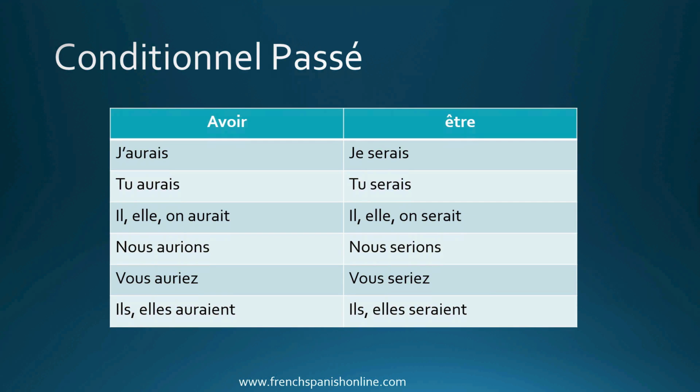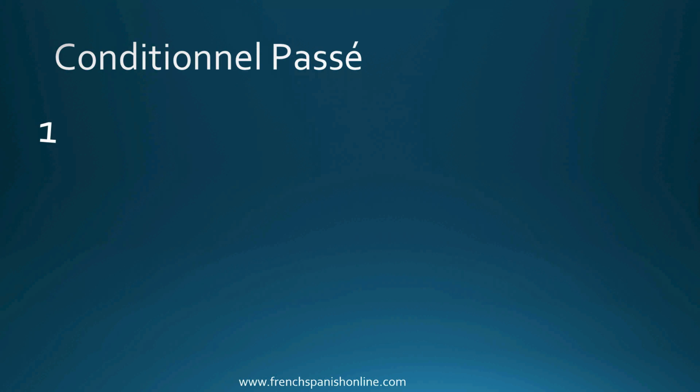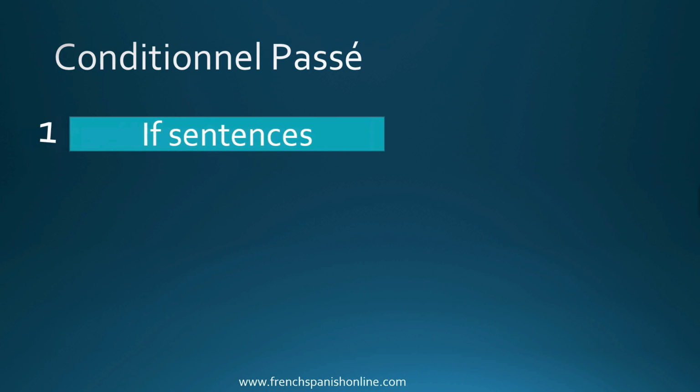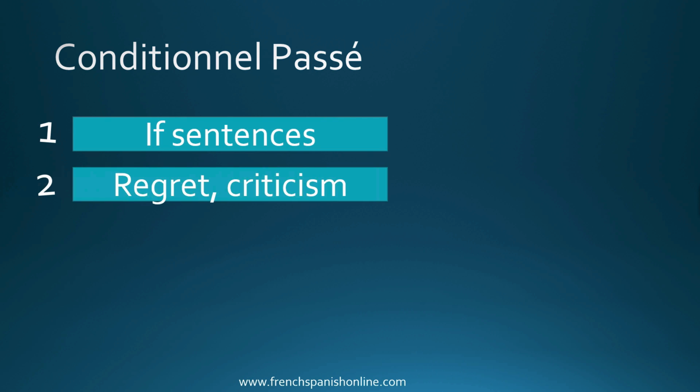So all you need to know actually to be able to build this conditionnel passé is the conditional mood of the verbs to have and to be, which are in French, j'aurais, tu aurais, il aurait, elle aurait, on aurait, nous aurions, vous auriez, ils auraient, elles auraient, and être: je serais, tu serais, il serait, elle serait, on serait, nous serions, vous seriez, ils seraient, elles seraient. And that's all.